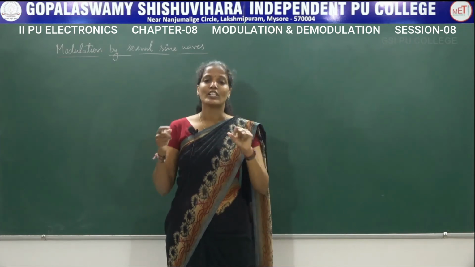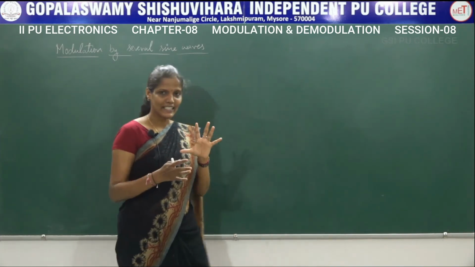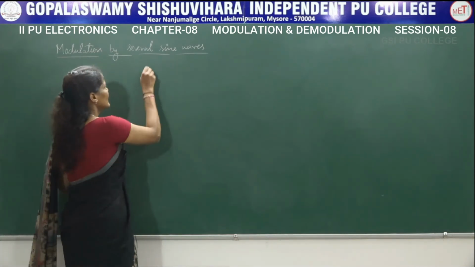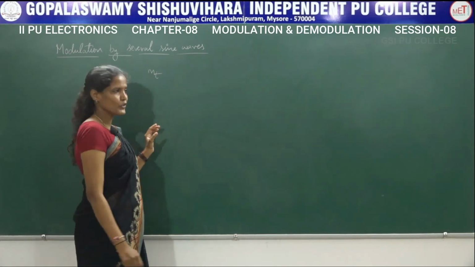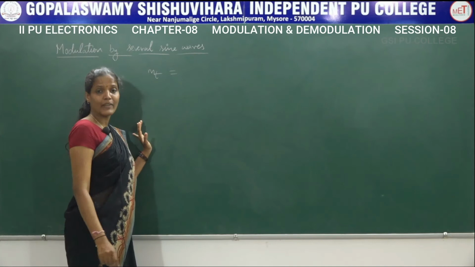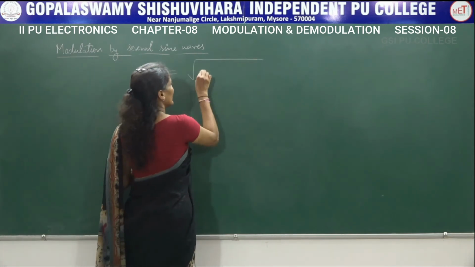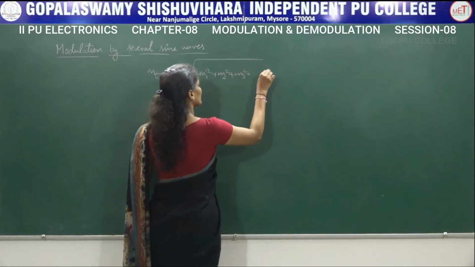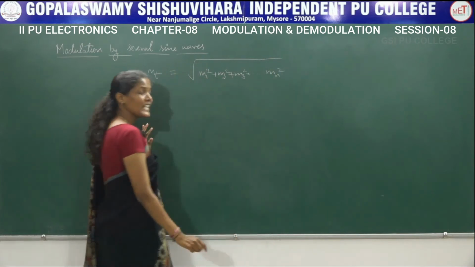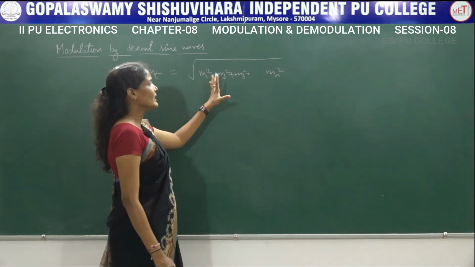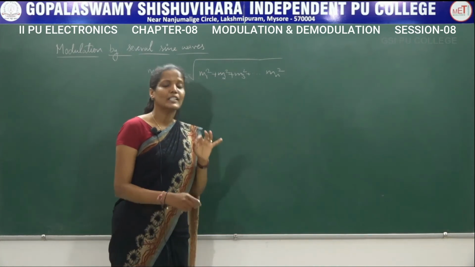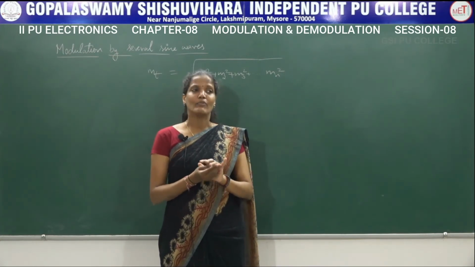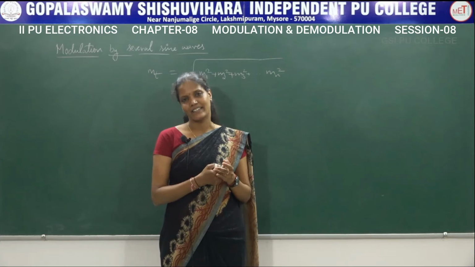So, the total modulation index of this carrier signal, which is combined with a number of modulating signals whose frequencies are different, will be denoted by MT. The total modulation index can be easily calculated using this formula: MT equals the square root of M1 square plus M2 square plus M3 square and so on up to Mn square for n number of modulating signals, where M1, M2, M3, M4 are nothing but the modulation indices of the several sinusoidal signals or the modulating signals which we are combining with the carrier signal.